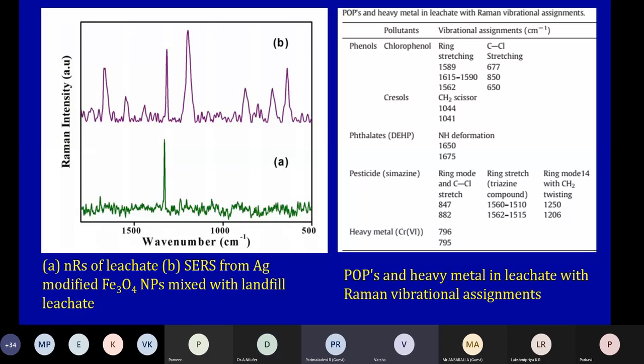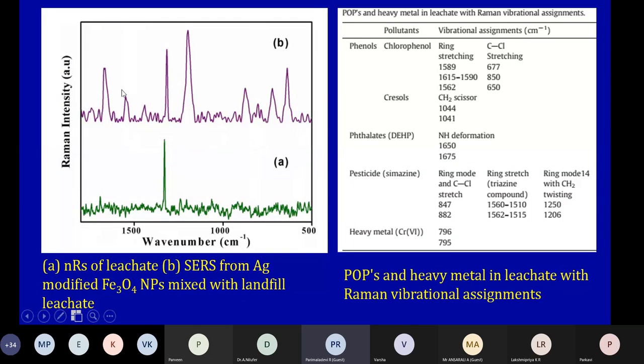Okay. This is an important study. Here we take a leachate. This is brown liquid from the dump site. This is a normal Raman spectra of that leachate. It shows only one peak. Then we add silver and Fe3O4, and we take a Raman spectra for that leachate. It shows a number of peaks.